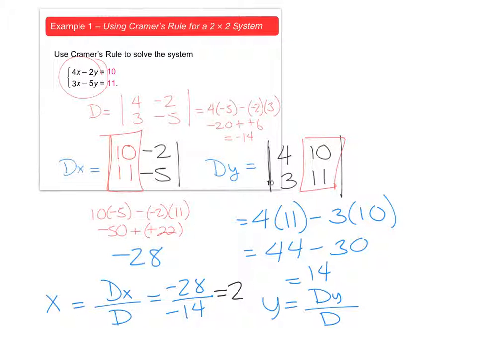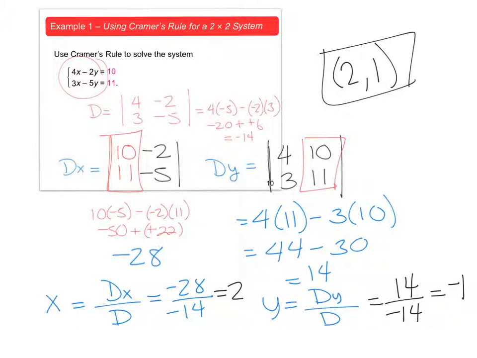I'm going to do the same thing for y. dy, our ratio was 14. And for d, we got -14. So my solution is? Good. So the solution to the system then is 2, -1. And then I want to make sure that I plug it back in to the given and that it works out. So go ahead, check it. And the solution does work out in the given.